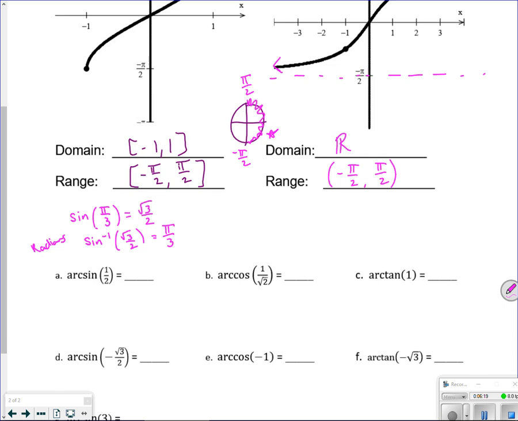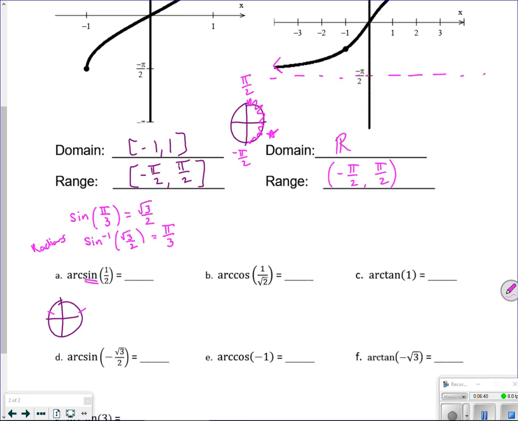What angle or what arc has a sine value of 1/2? Now here's where that shading comes into play. Because if you look at the whole circle and I say, what angles have a sine of 1/2, you could technically give me two different ones. You could say pi over 6 and 5 pi over 6.